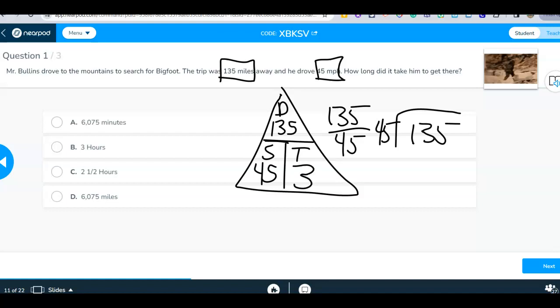Does 3 hours sound like a reasonable answer? For how long? Does 6,075 miles sound like a time? No. Now, you didn't get 2.5. It's possible they might put it in minutes. I've seen them do that. It's annoying when they do that, but it's possible. Any questions on this first one?